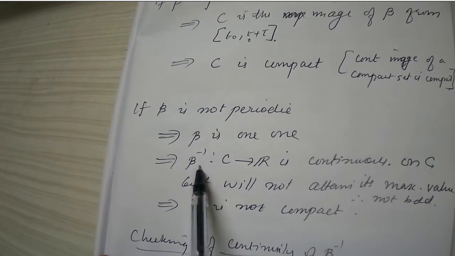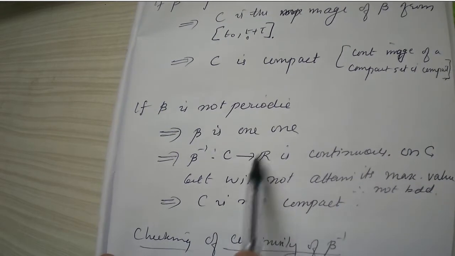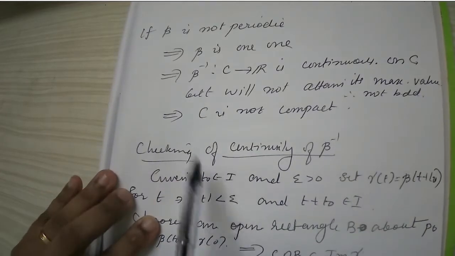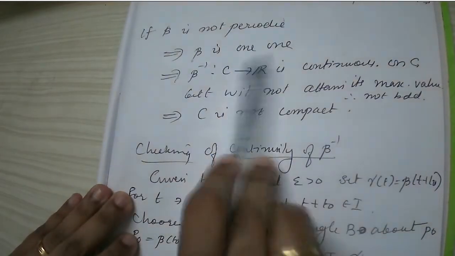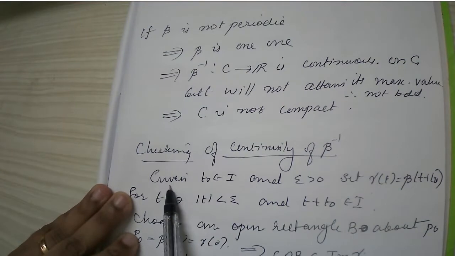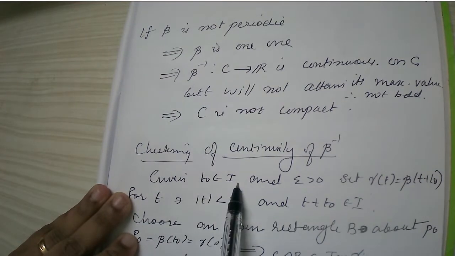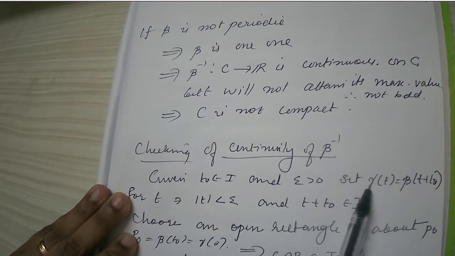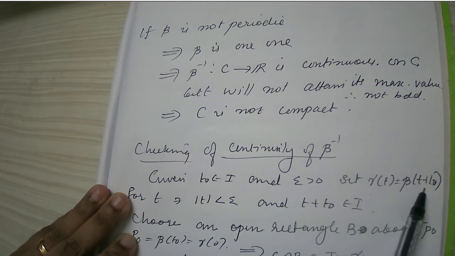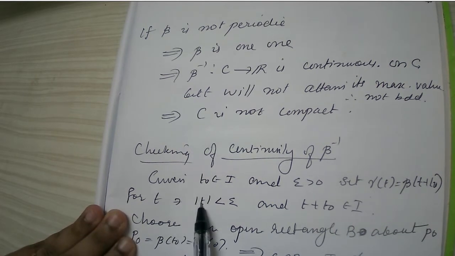Here we have taken beta inverse continuous directly. Let us see how it will come continuous. Let us see that when beta is 1-1, how it is continuous. Given T naught is an element of I and epsilon greater than 0, we will set gamma of t equal to, in this format, for modulus of t less than epsilon and T naught plus t, with T naught plus t an element of I.